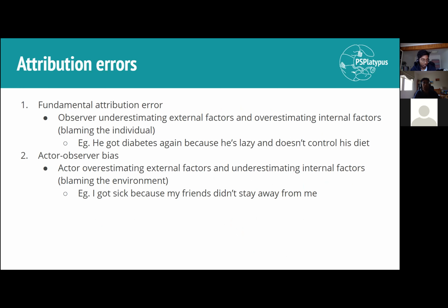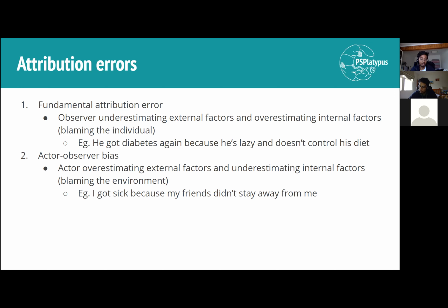So attribution errors. There are two main errors when it comes to attribution. One is fundamental attribution error, and the other one is actor-observer bias. So fundamental attribution error is when the observer, an external observer, underestimates external factors and overestimates internal factors. So they're essentially blaming the individual. The external observer thinks to themselves, he got diabetes again because he's lazy and cannot control his diet.